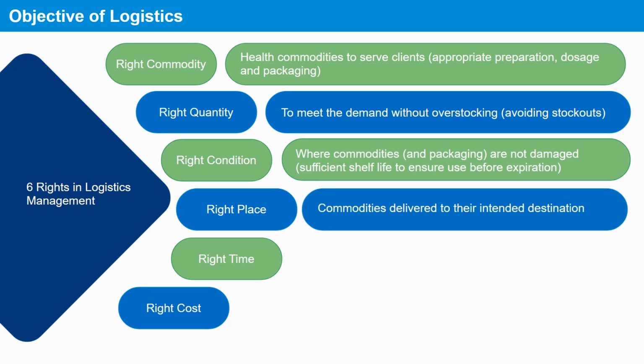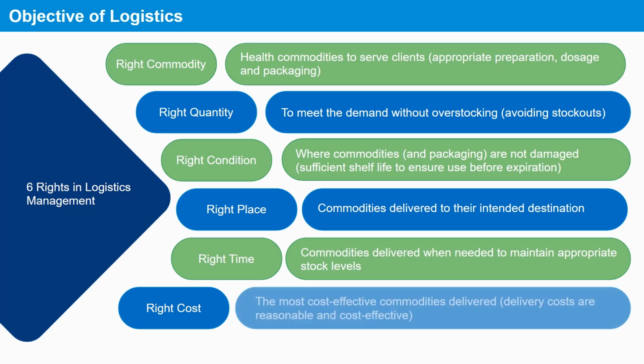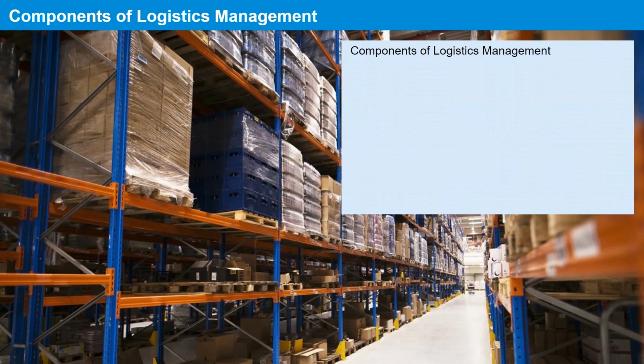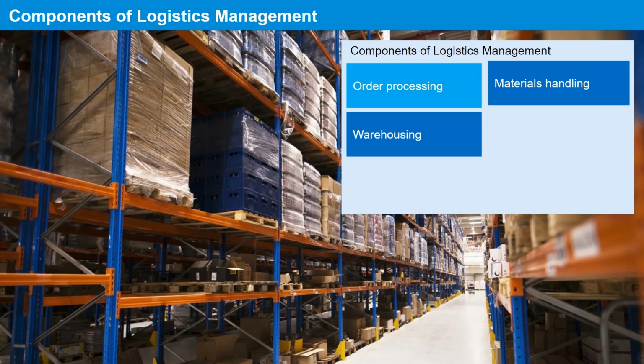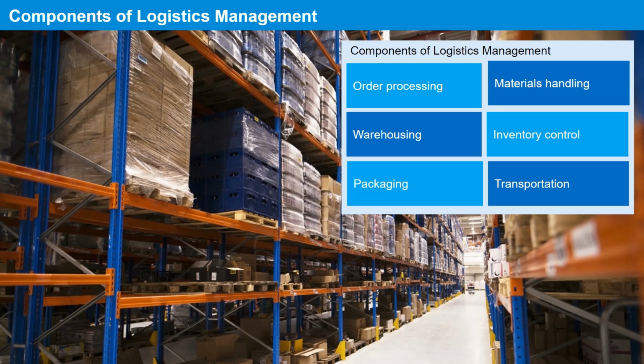Right place means commodities delivered to their intended destination. Right time means commodities delivered when needed to maintain appropriate stock levels. And right cost means the most cost-effective commodities delivered with affordable price. The components of logistics management include order processing, materials handling, warehousing, inventory control, packaging, and transportation.